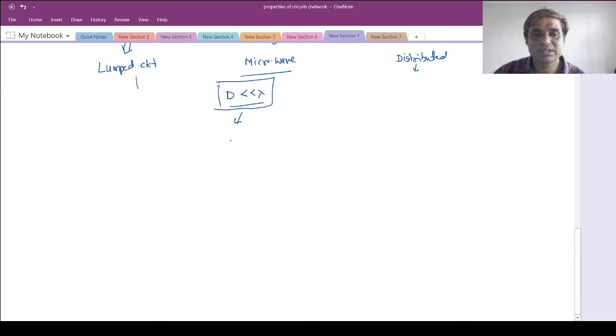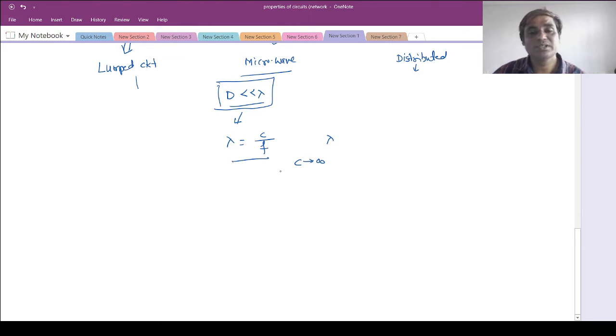So let us see what its implication is. We know that lambda is equal to the speed of light upon f. From that, what I can conclude is, if the wavelength is large, the speed of light is very high in circuits. It means propagation will happen instantaneously, that there is no time lag in the circuit for something to happen. Why? Because the speed of light is very large, it tends to infinity.